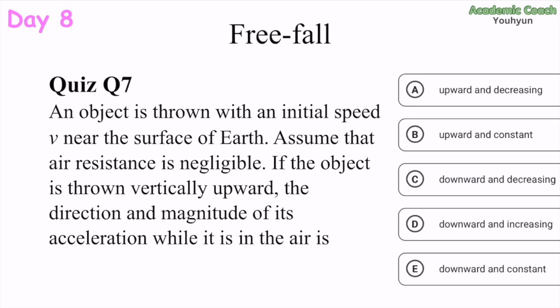Question number 7. An object is thrown with an initial speed v near the surface of Earth. Assume that air resistance is negligible. If the object is thrown vertically upward, the direction and magnitude of its acceleration while it is in the air is. So, this is a question that just tests your understanding of free fall and gravitational acceleration.